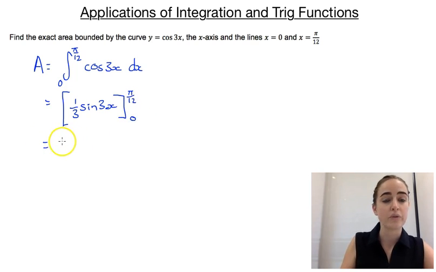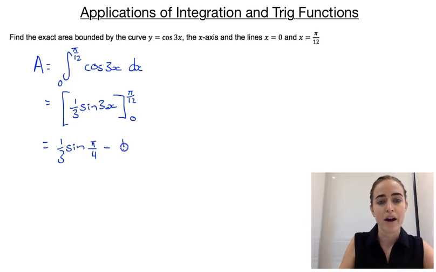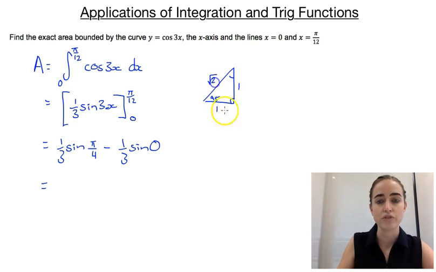Then we can substitute in like we normally do, so we'll have a third sine. Now, if I replace x with pi on 12, then 3 times pi on 12 is going to give me pi on 4. Then I'm going to have minus 1/3 sine of 0. Now, pi on 4, that's 45 degrees. So we're going to look at our special triangle on your formula sheet, which has 45 degrees in both of those corners. It's got a 1, a 1, and a square root of 2. So that means a sine of 45 degrees, or pi on 4, is 1 on root 2.